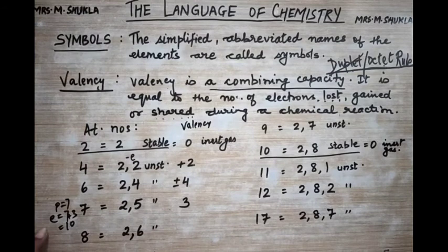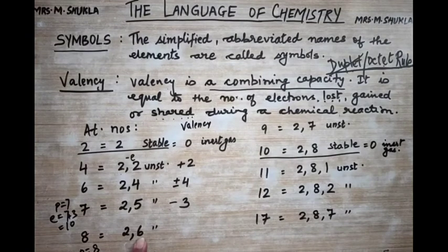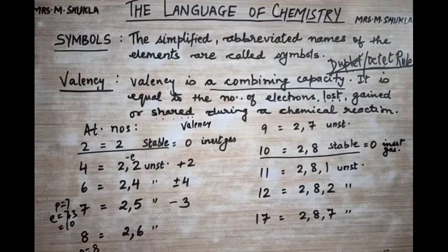Protons are more or electrons are more? Electrons are more. Electron means negatively charged. They become negatively charged. This becomes its valency. Now talking about 2, 6. Protons are how many? 8. Electrons are how many? 8. How many electrons does it require to become stable? 2. So we write 2.